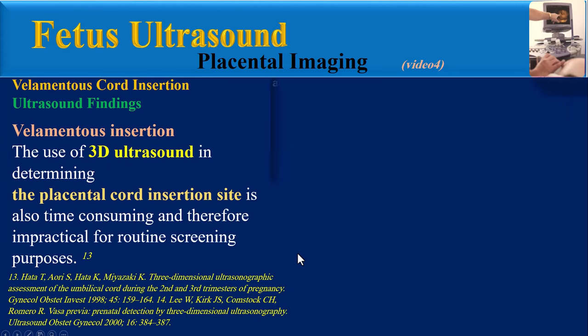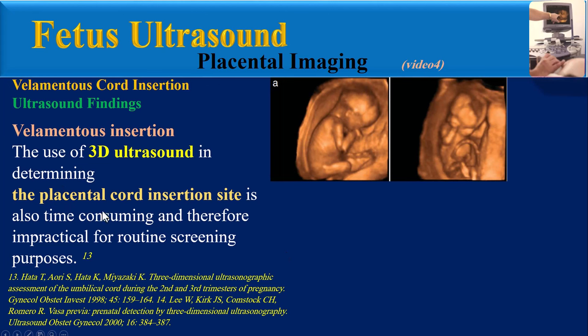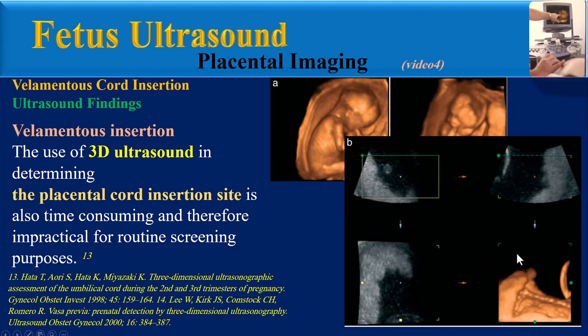The use of 3D ultrasound in determining the placental cord insertion site is also time-consuming and therefore impractical for routine screening purposes. These panoramic surface rendered views in two different second trimester pregnancies show the fetus, the umbilical cord, and the placenta. Multiplanar views and the corresponding surface rendered ultrasound image of the placental cord insertion. Note the poor definition in differentiating between the placenta and uterine wall.